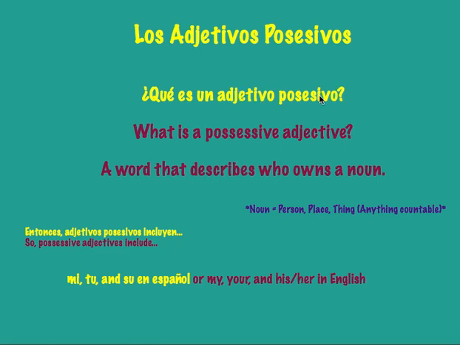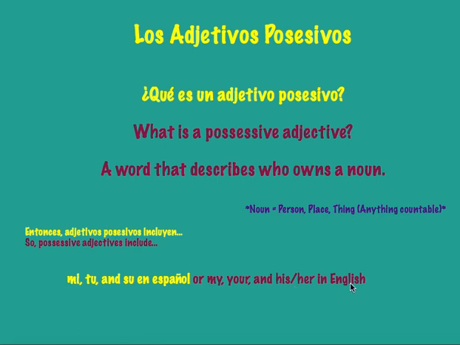Un adjetivo posesivo. Reminder, nouns. A noun is a person, place, thing, or idea. Anything countable. If you can say, here is a blank, that is a pair of blanks, there are 3 blanks. If you can count it, that word is being used as a noun. It has now become a noun. All right? So, noun, a person, place, thing, idea, anything countable. So, entonces, adjetivos posesivos incluyen mi, tú, and su in español, or my, your, and his, her in English.